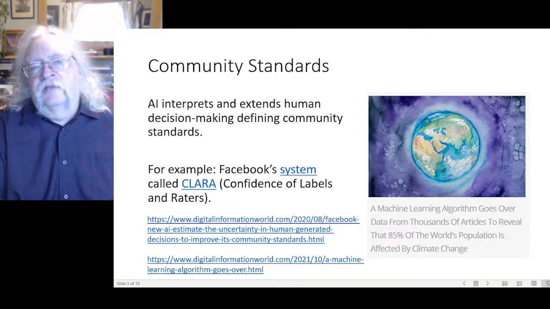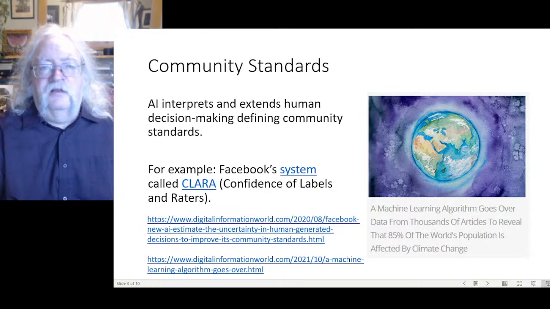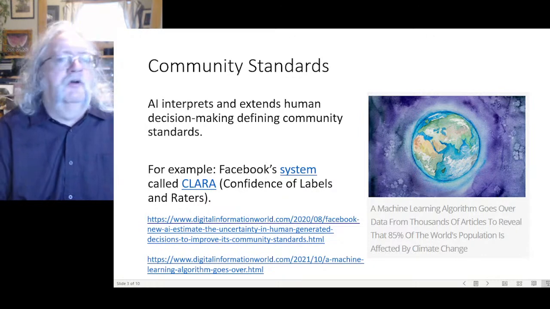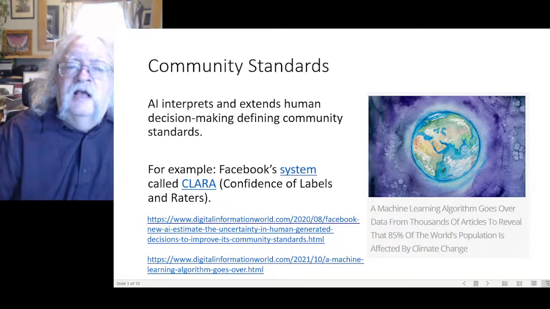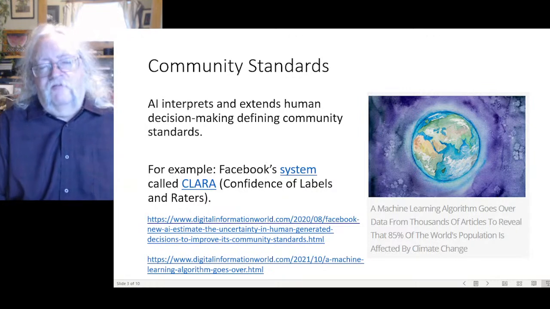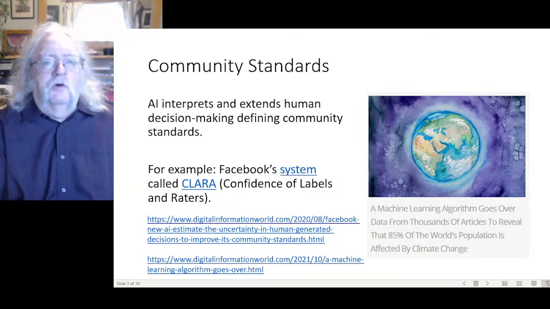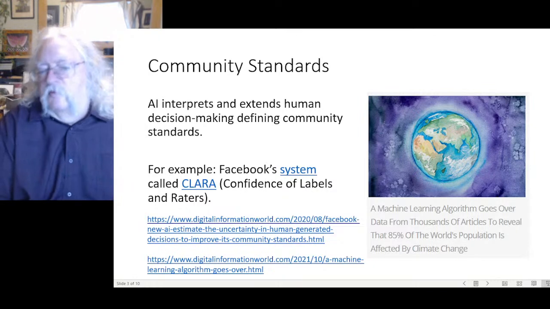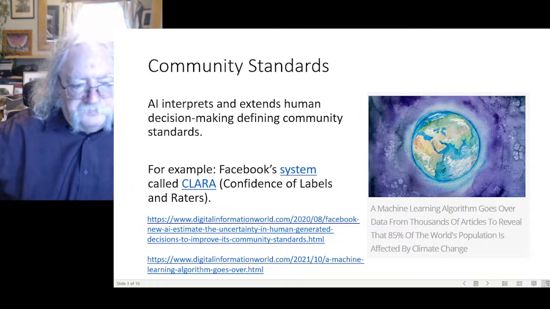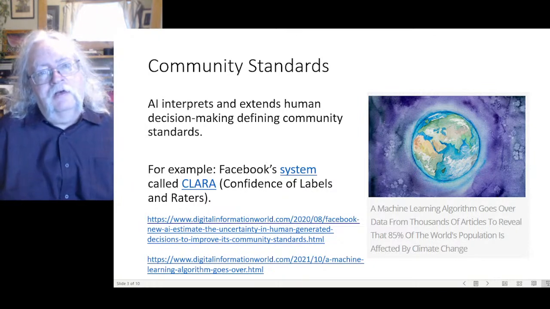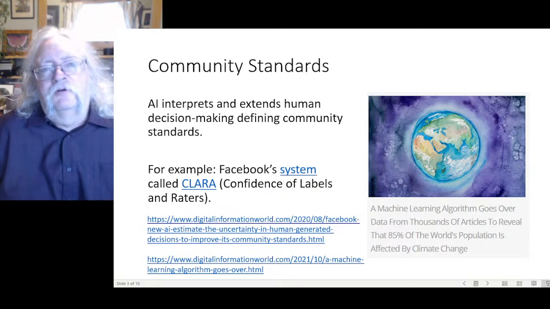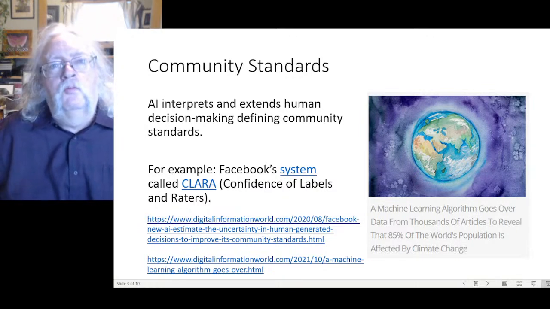So the AI's understanding, if you will, of a community standard is going to be much more nuanced and take into account many more factors than a human would. And so it is going to change the standard, for better or for worse. And it may take into account things that actual members of the community probably wouldn't bring up.